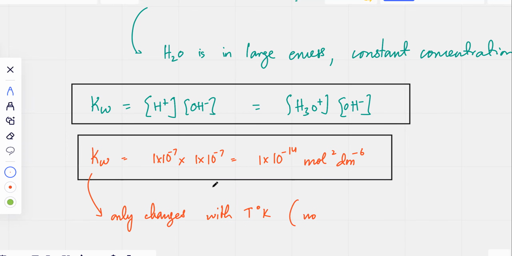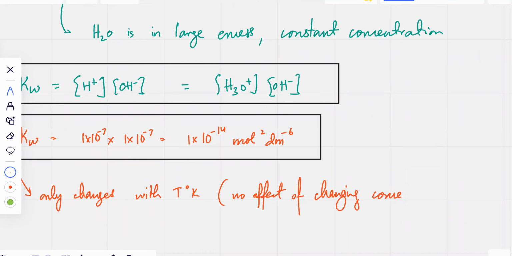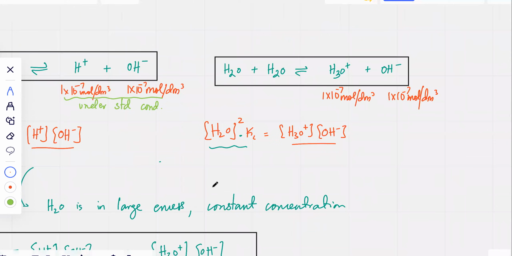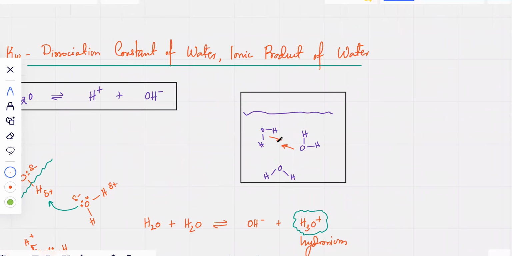The product and reactant ratio would automatically adjust to maintain that ratio. So there is no effect of changing concentration or pressure. That's not going to have any effect whatsoever, except for temperature. And what effect would temperature have? Can you just guess? Like you have your beaker over here. If you increase temperature, what would happen to the dissociation?